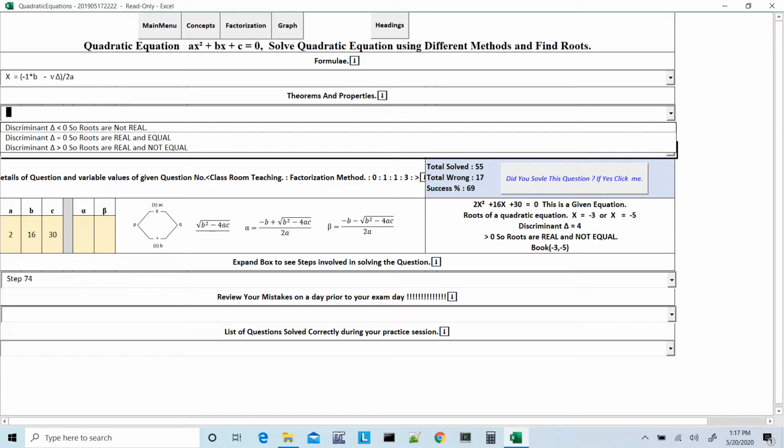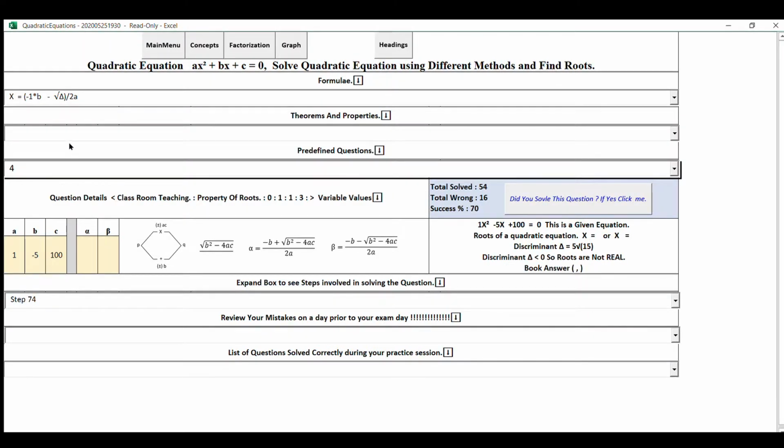How do you determine without solving an equation? There is a way to determine these properties by looking at the discriminant. Now if you look at the formulas, you will see what the discriminant is. Discriminant is equal to b square minus 4ac. If you look at this equation here, alpha is equal to minus b plus square root of b square minus 4ac upon 2a, and beta is equal to minus b minus square root of b square minus 4ac upon 2a.